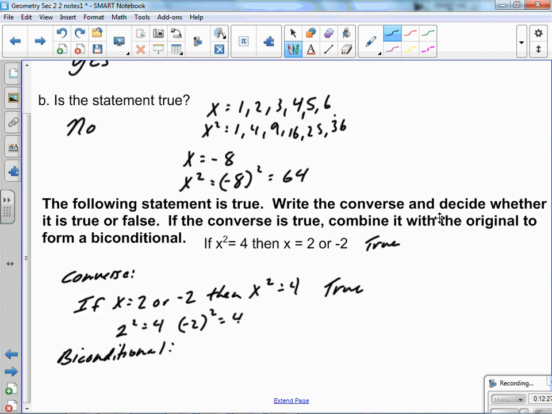Which is going to say x squared equals 4 if and only if x equals 2 or negative 2. So we're taking the conditional statement, the converse, put them together to make one biconditional statement, and we have to make sure that if and only if is in the middle for it to be a biconditional.